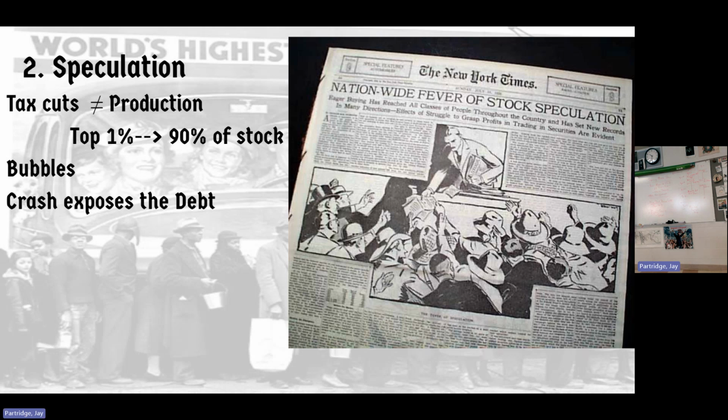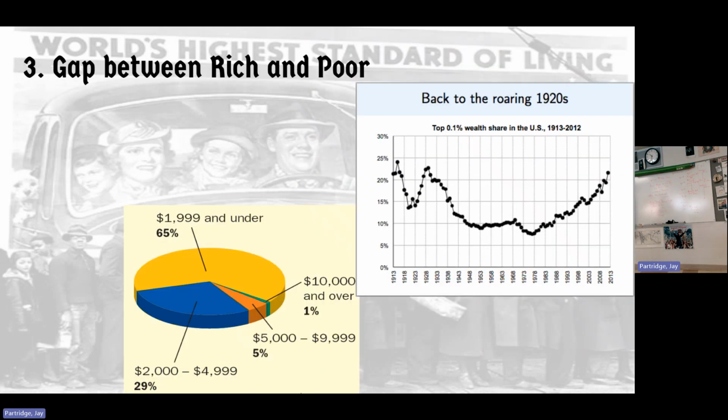And the house of cards that was created by nobody knowing what assets were worth, nobody knowing what anything was worth. It was chaos. And the thing was, people were using these assets, these bonds, that nobody knew what they were worth, and using them as collateral for debt. And so banks didn't know what they were getting back when they had their collateral. It was a madhouse. Number 3, the gap between the rich and the poor, the wealth inequality.